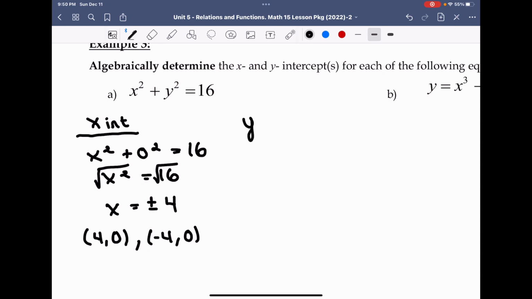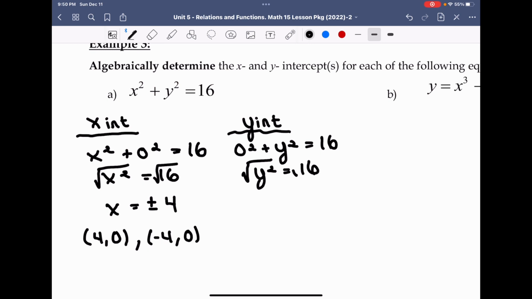Now, my y-intercepts. My y-intercepts are where x equals 0. So x squared plus y squared is equal to 16, so y squared is equal to 16. And thus, if I square root both sides here, I'm going to get y is equal to ±4. And thus, my y-intercepts are 0 and 4 and 0 and -4.